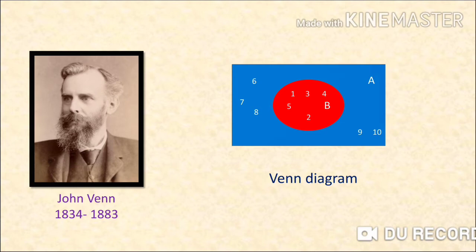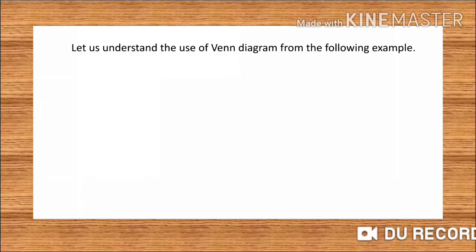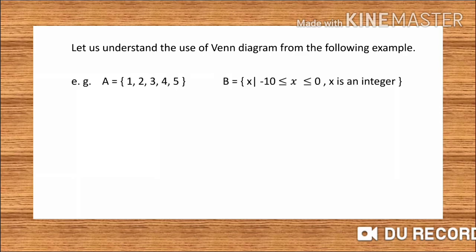John Venn is the first mathematician who gave the mathematical form to logic and probability. His famous book is Logic of Chance. Let's understand the use of Venn diagram from the following example.